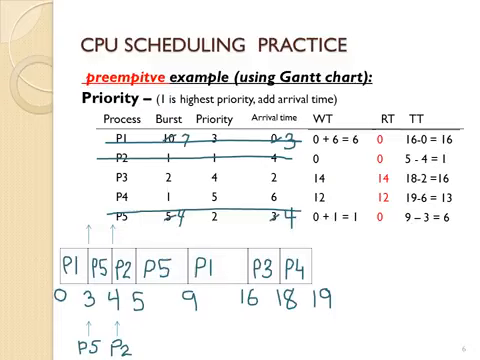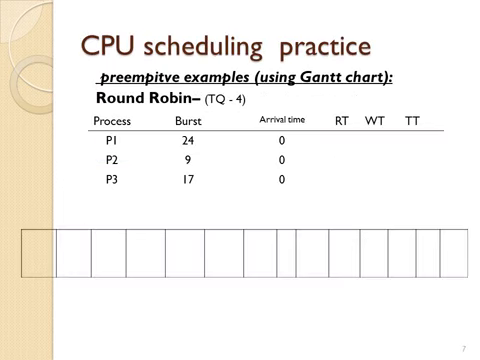And so P1's wait time is 6, P2's wait time is 0, P3 waited 14 time units, P4 12, and P5 1 time unit. And then you take these results and divide them by 5, and you would get the average.